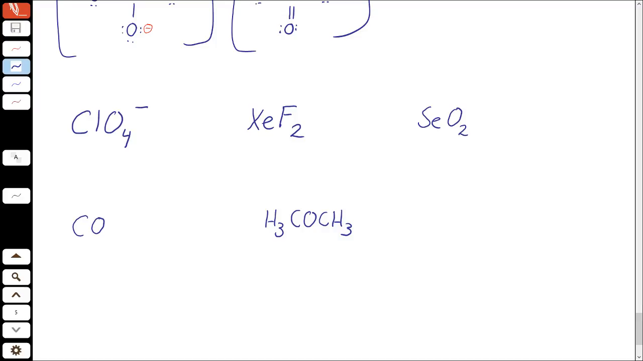So let's fix it. All the atoms do have an octet, by the way, that part's fine. But we only have 10 valence electrons to work with, and there's 12 shown in this molecule. So that's not going to work. So let's take 2 away.